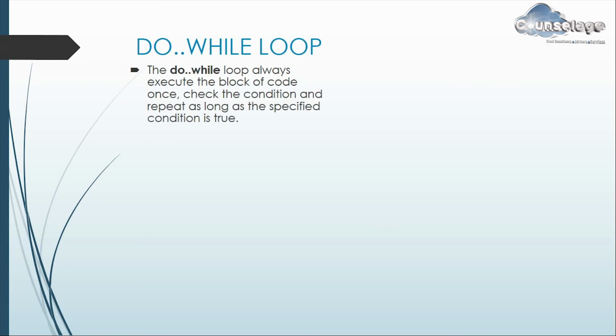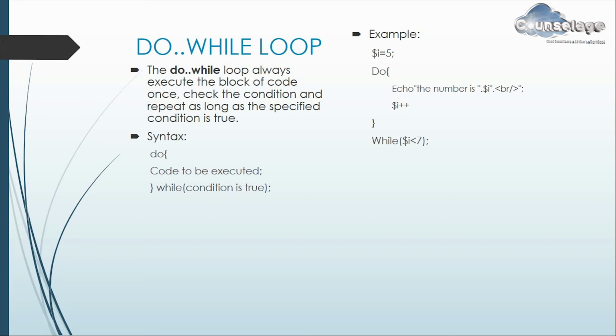Now comes do while loop. The do while loop always executes the block of code once, checks the condition and repeats as long as the specified condition is true. Syntax. Do code to be executed while condition is true. Example. Here the value of variable I is assigned to 5. Then do loop, echo the number is I, then break and increment the I. Then comes while condition where I is less than 7. So here output is the number is 5 because it was assigned as 5 in the above statement.